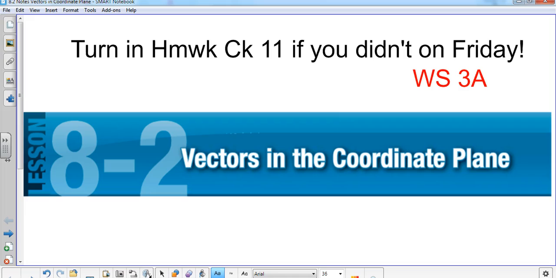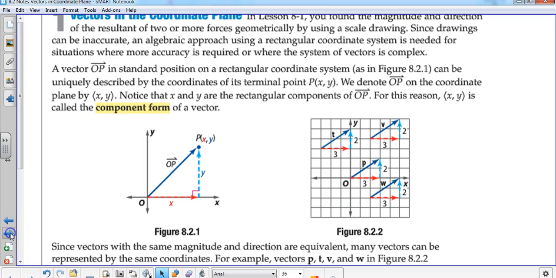This is more stuff on vectors. We already did a fair amount of this because we talked so much about component form when we did 8.1. All right. The little bit of difference in this section is, as it says, they did those by drawing, and you often need to be more accurate than they were in 8.1.